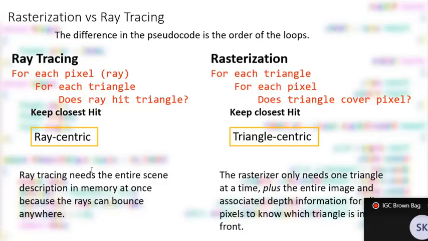And then ray tracing needs the entire scene description in memory at once, because the rays can bounce anywhere. However, the rasterizer only needs one triangle at a time, plus the entire image and associated depth information for the pixels to know which triangle is in front. So comparing that to ray tracing, which needs the entire scene in the memory, it takes up much more memory. So we can say that rasterization is a more memory efficient algorithm, but ray tracing gives us more realistic graphics effects.